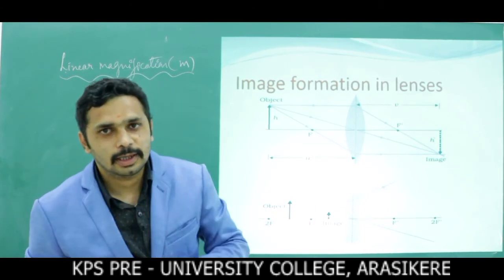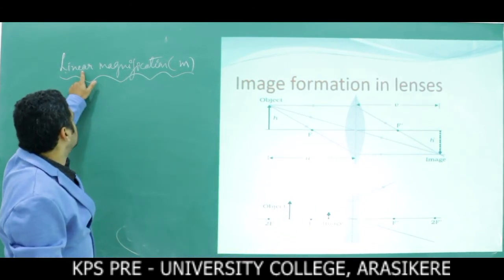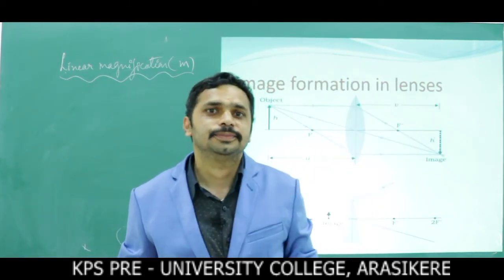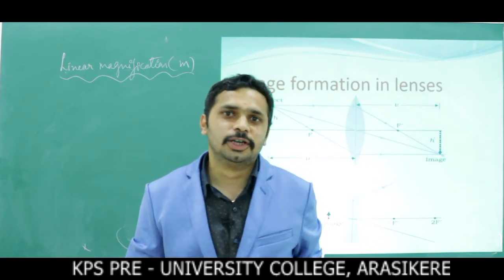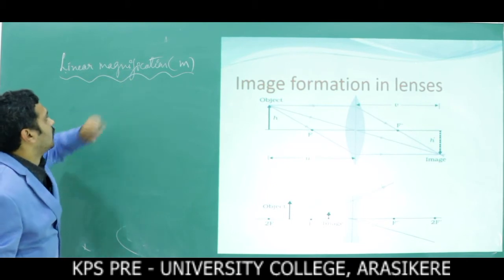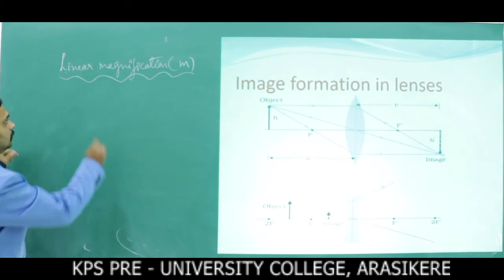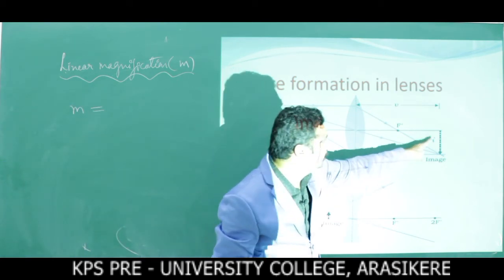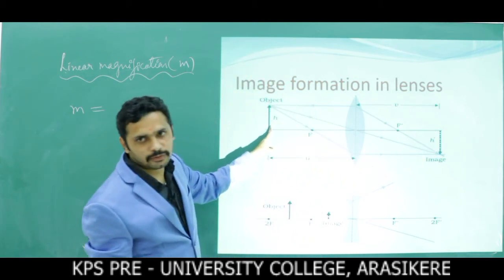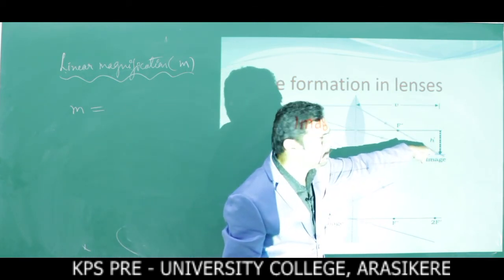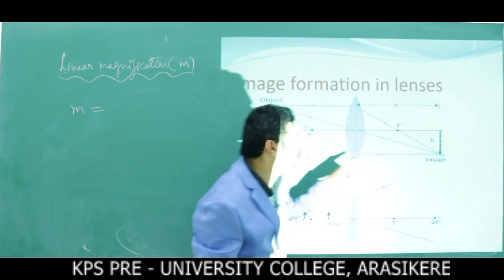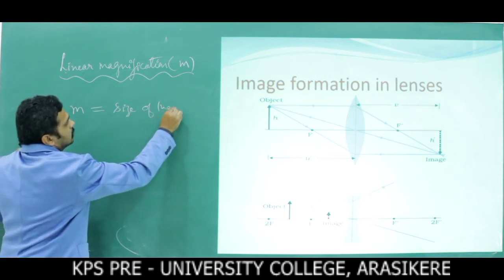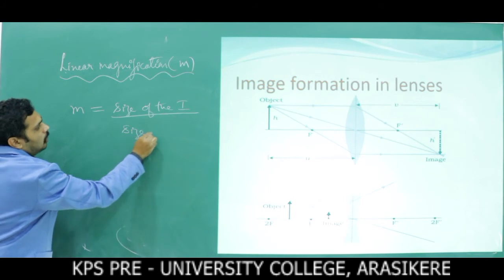Dear students, to discuss the important concept, linear magnification of a lens. You already know the magnification of a mirror. The same definition is used for the magnification of a lens. What is linear magnification? Here linear means a one-dimensional object. The linear magnification of a lens is defined as the ratio of the size of the image to the size of the object. For a one-dimensional object, in place of size we use height: the height of the image to the height of the object.